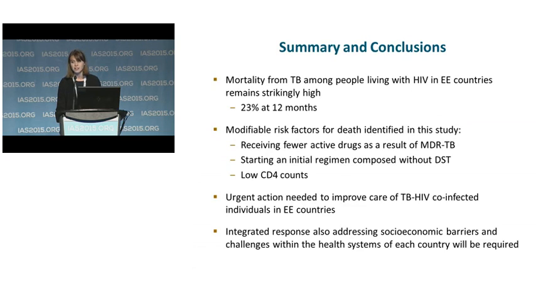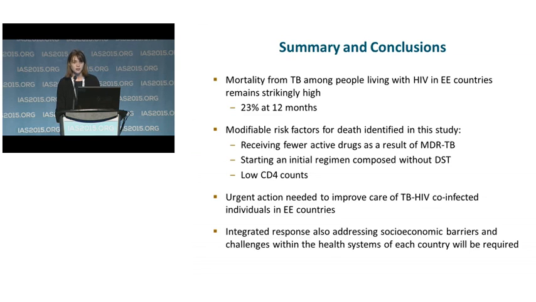So bearing these limitations in mind, our study indicates that mortality from TB among individuals living with HIV in Eastern European countries remains strikingly high, with the cumulative probability of TB death being almost a quarter by 12 months. Some of the factors associated with an increased risk of TB death identified here are modifiable and include receiving fewer active drugs as a result of MDR-TB, starting an initial regimen composed without DST, and low CD4 counts.